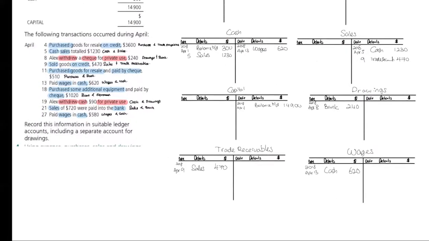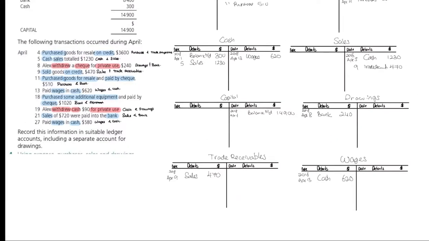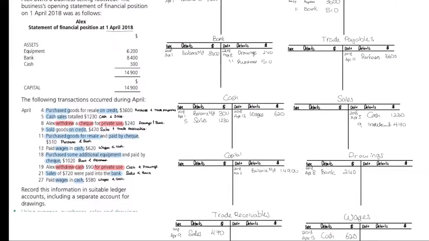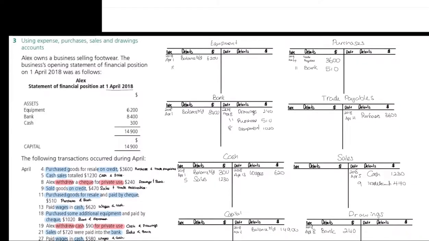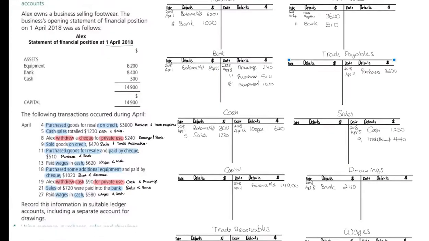Done. Number 18, purchase some additional equipment. So we bought more equipment and we paid by check, meaning that the money came out of the bank. So money goes out of your bank account, 1020 goes to your equipment on April 18th, and then your equipment account will have more equipment. Where did it come from? From using the bank money to buy it, 1020. All right, nice. Then let's go to the next one.